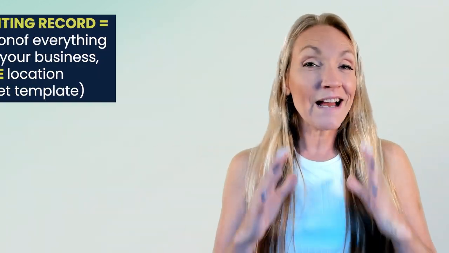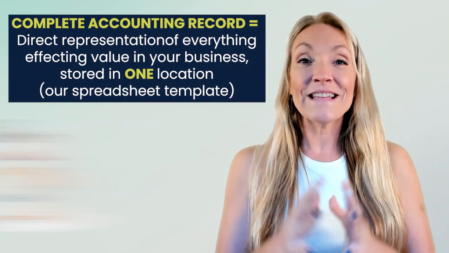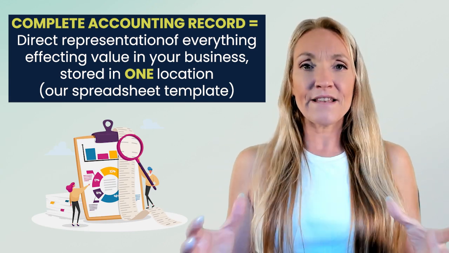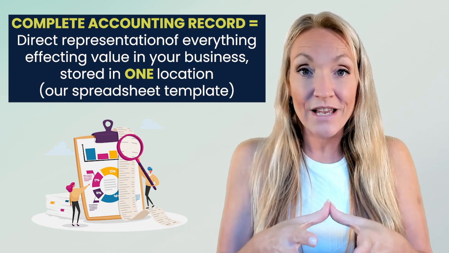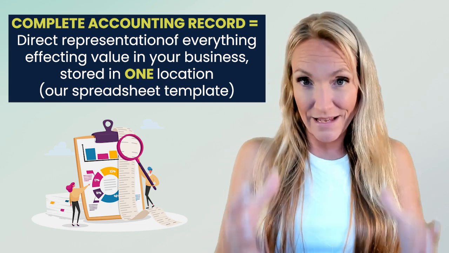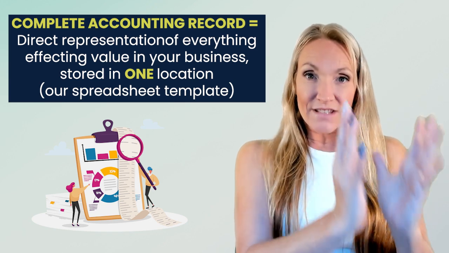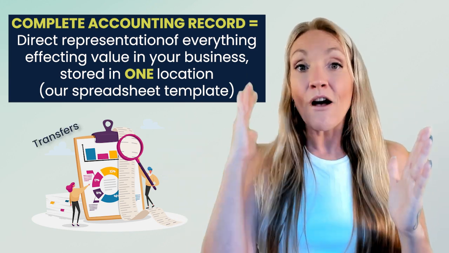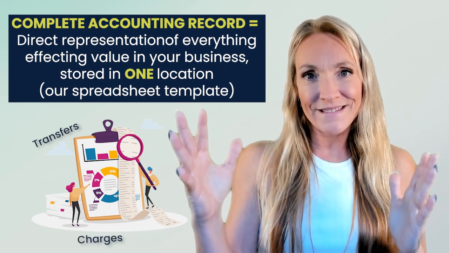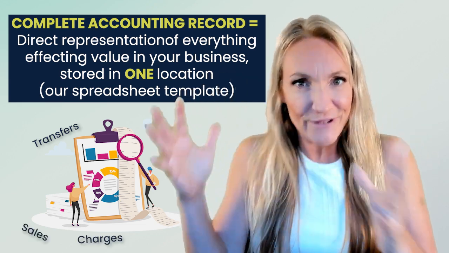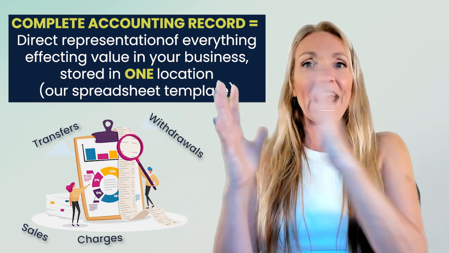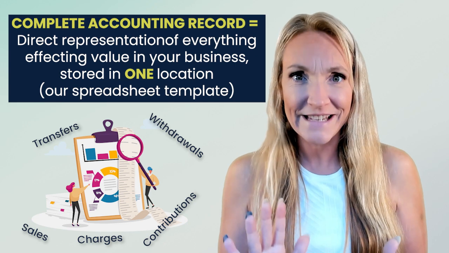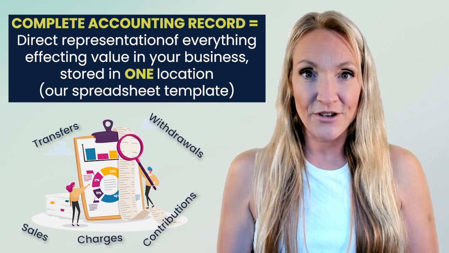So a complete accounting record means that everything affecting your business finances is stored in one location. In this case, it's our spreadsheet template. And that template, that record, is a direct representation of everything that happens in your finances in real life. You are getting a direct representation, like a photograph of a scene, in your accounting record in a spreadsheet.